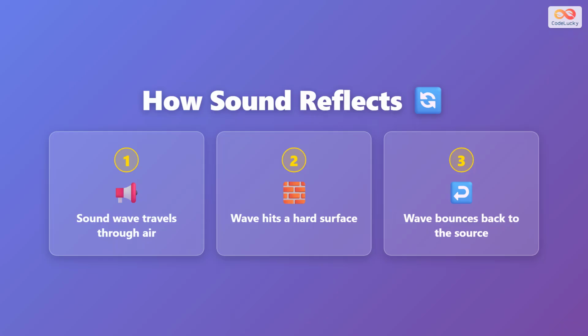The process of sound reflection happens in 3 clear steps. First, a sound wave travels through the air away from its source. This could be your voice, a musical instrument, or any sound-producing object. Second, the sound wave hits a hard surface like a wall, mountain, or building. Finally, the wave bounces back toward the source, traveling through the air once again. This entire process happens very quickly, but under the right conditions, we can distinctly hear the reflected sound.